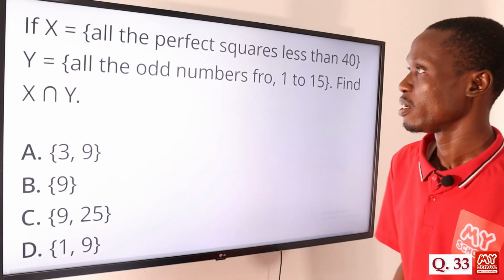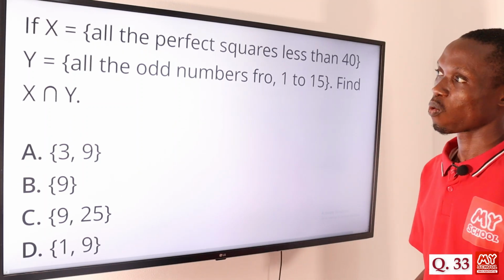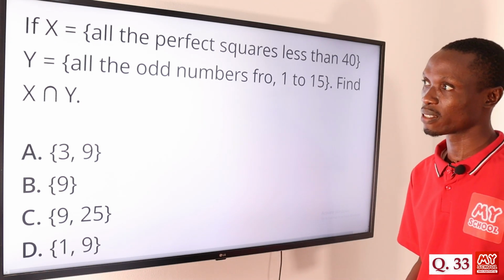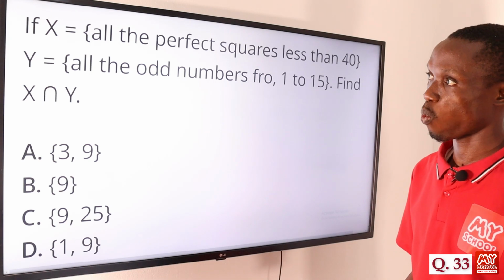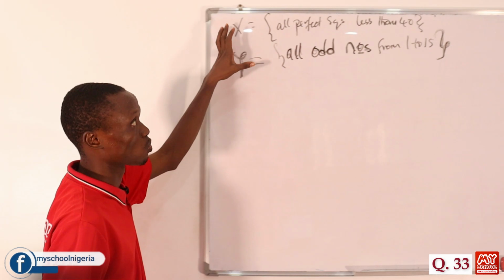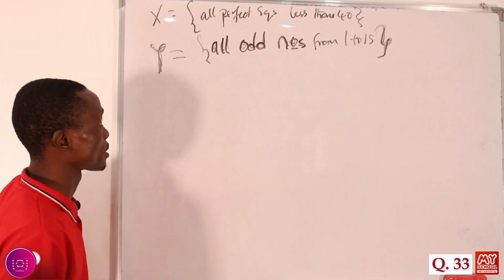Question 33. If S is equal to all the perfect squares less than 40, and Y is equal to all the odd numbers from 1 to 15, find S intersect Y. Let's move over to the board to provide the answer to this question. For questions such as this, we are not given the elements, so it's our responsibility to write out the elements.